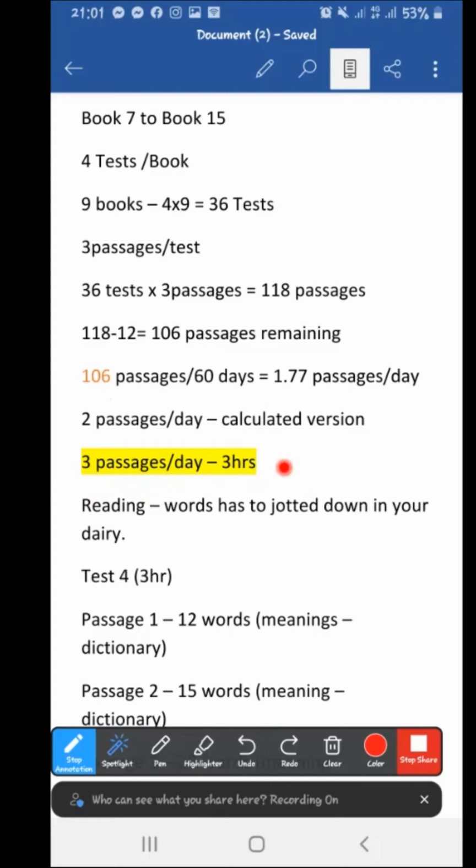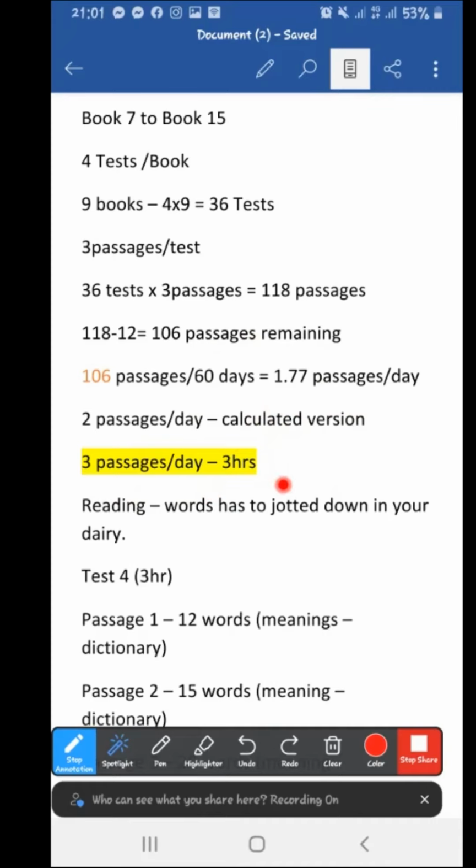So I'm giving you 3 hours every day, you know, for your own development. And once you mature, once you develop yourself, it will be quite useful for you to complete all these passages on time. So you'd have like 60 days, and on average, you'd have to complete 1.7 passages per day. In other words, 2 passages per day. But I want you to complete 3 passages per day.